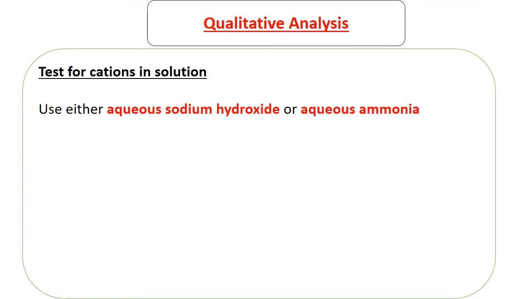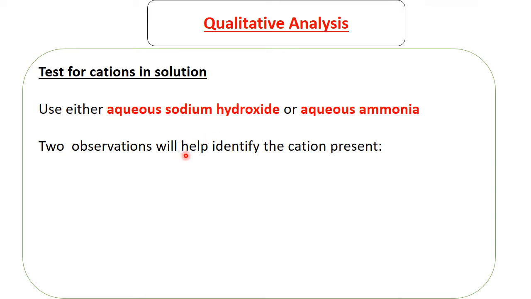So now we'll go to tests for cations. We're done with anions. What about positively charged ions, cations? For testing for cations, we use either aqueous sodium hydroxide or aqueous ammonia. We use these two reagents to test for most cations.